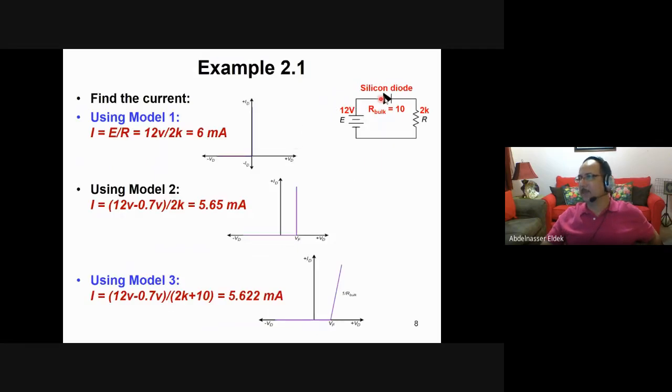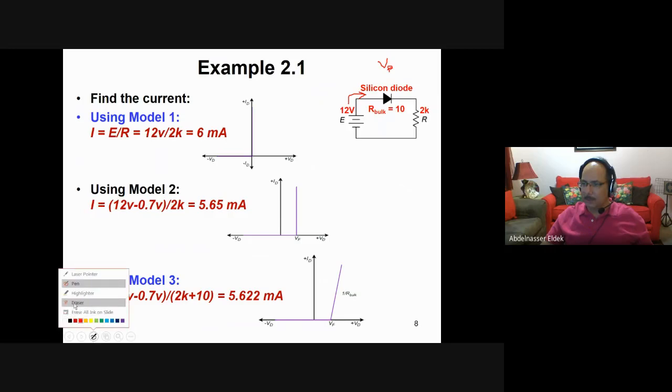So let us see, for example, if we have a problem like this, and I want to find the current in the circuit, this current here. How do you find the current? Assume that now we have a voltage across this diode, let's call it VD.